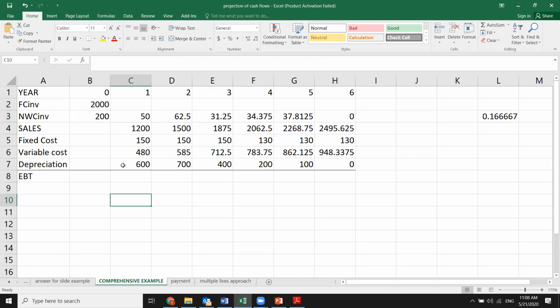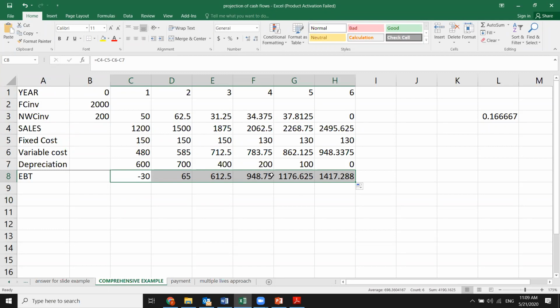So income before tax, we said, is just using the income statement approach. It's sales minus all the costs that we have here. And we get minus 30 here. And we do this for all years. So all of them are the same for all years.